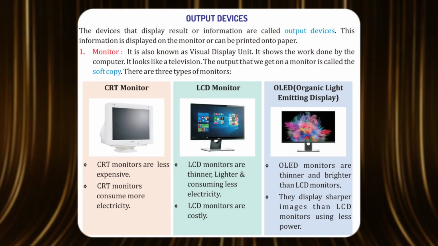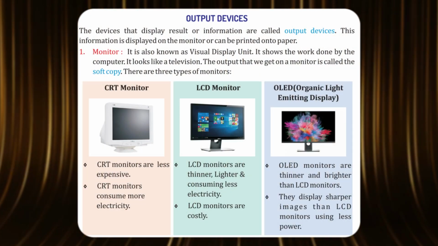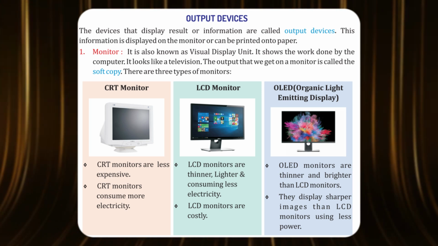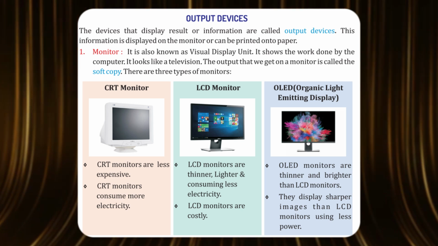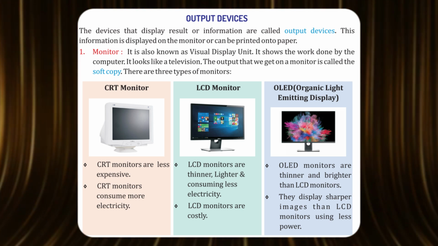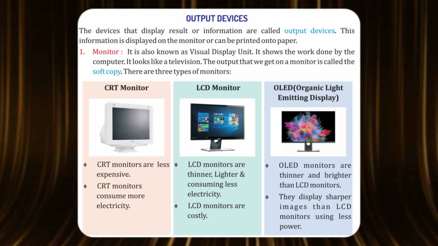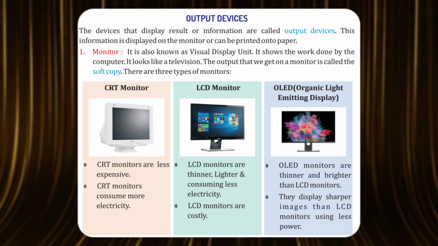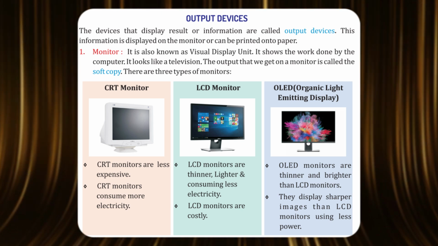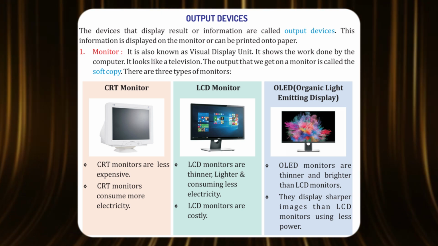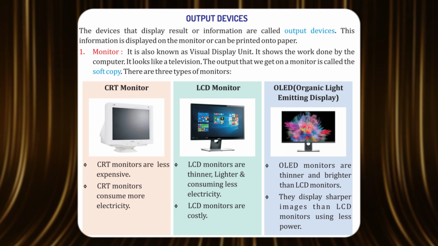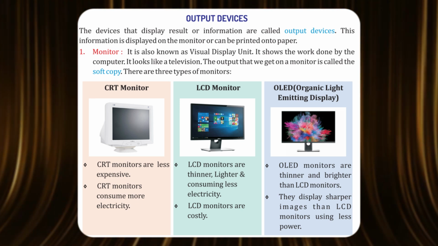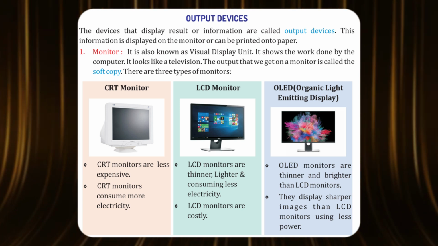Output devices. The devices that display result or information are called output devices. This information is displayed on the monitor or can be printed onto paper. 1. Monitor. It is also known as visual display unit. It shows the work done by the computer. It looks like a television. The output that we get on a monitor is called the soft copy. There are 3 types of monitors.